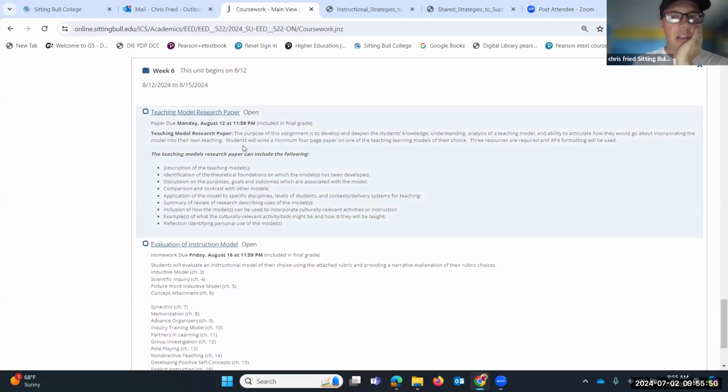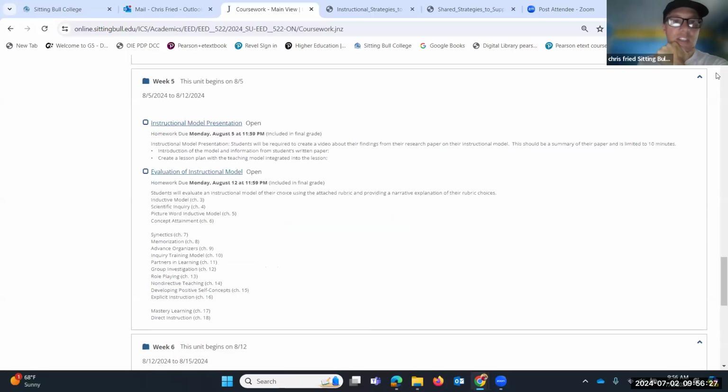And the last one is the paper, okay, for you to write in that minimum of 4 pages, okay, on one of the teaching models of your choice or instructional strategies of your choice. 3 required resources, and then APA formatting will be used. Okay, so you can include some of this information in here. I've got it kind of laid out in terms of what you can do if you want. You don't have to follow along with any of these, but at least it gives you some guidance in terms of what you need to do in terms of sharing with us what you found out, what you've discovered about that specific instructional strategy. Okay? So that's the coursework stuff.